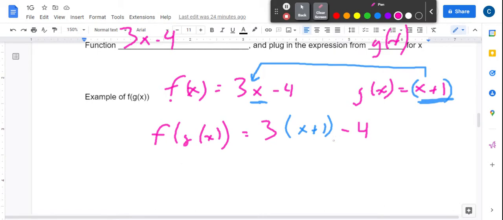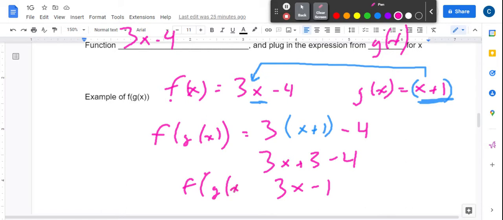So 3 parentheses x plus 1 we know is 3x plus 3. Then we still have minus 4 after that, so 3x plus 3 minus 4 is going to be 3x minus 1. So f of g of x is going to equal 3x minus 1.